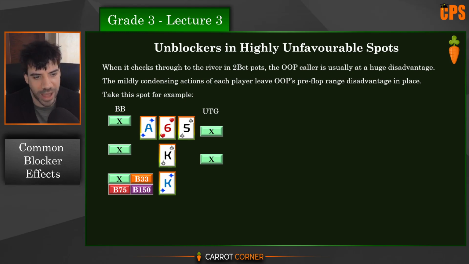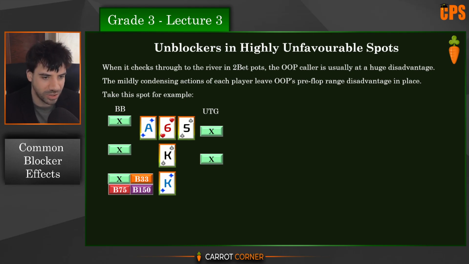Under the gun's check back here is pretty sensible. They can build a checking range here, but maintain a big equity advantage when they check back. Under the gun is not building a checking range on this board because they think it's a bad world for their range, but because the opponent's a bit too polar for us to want to bet all the time. On the turn it goes check again.